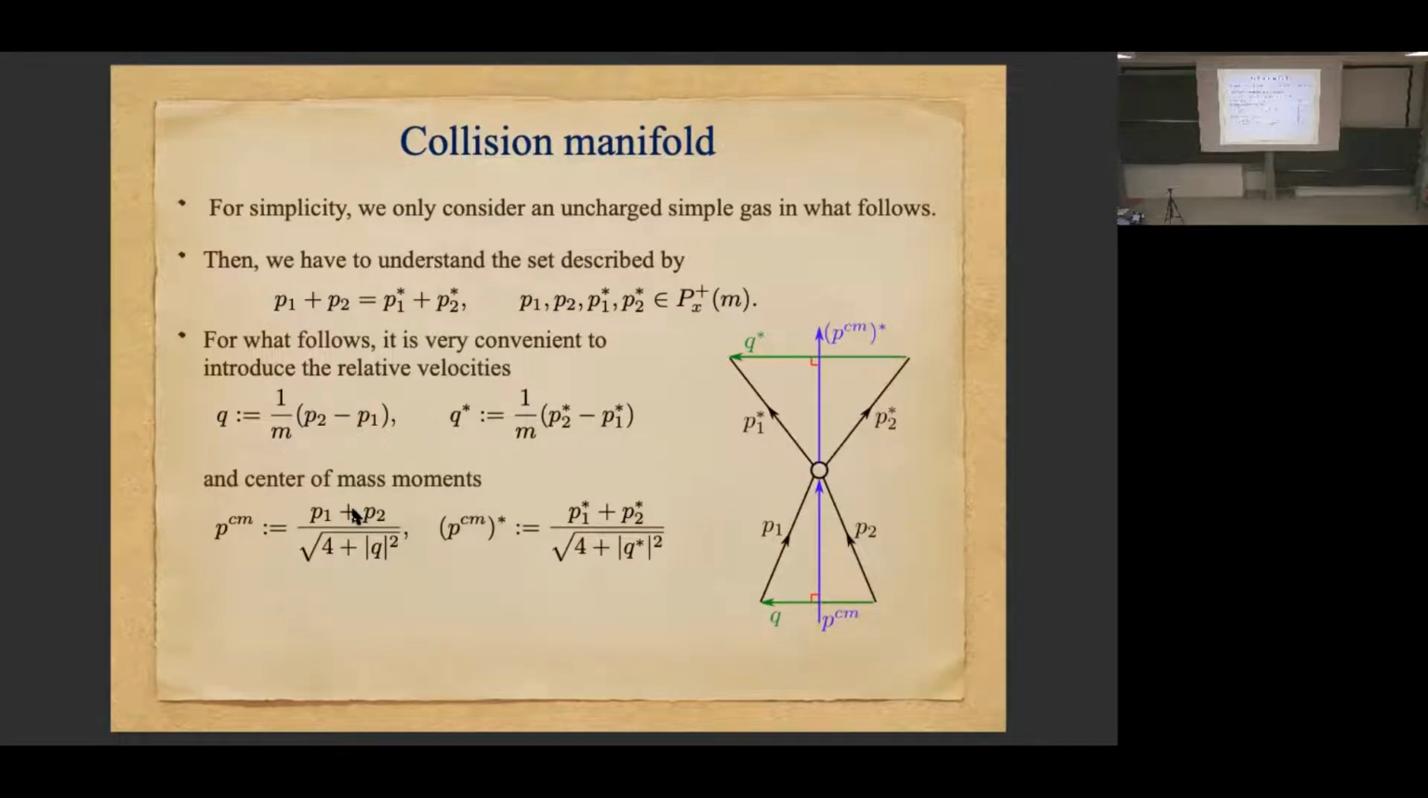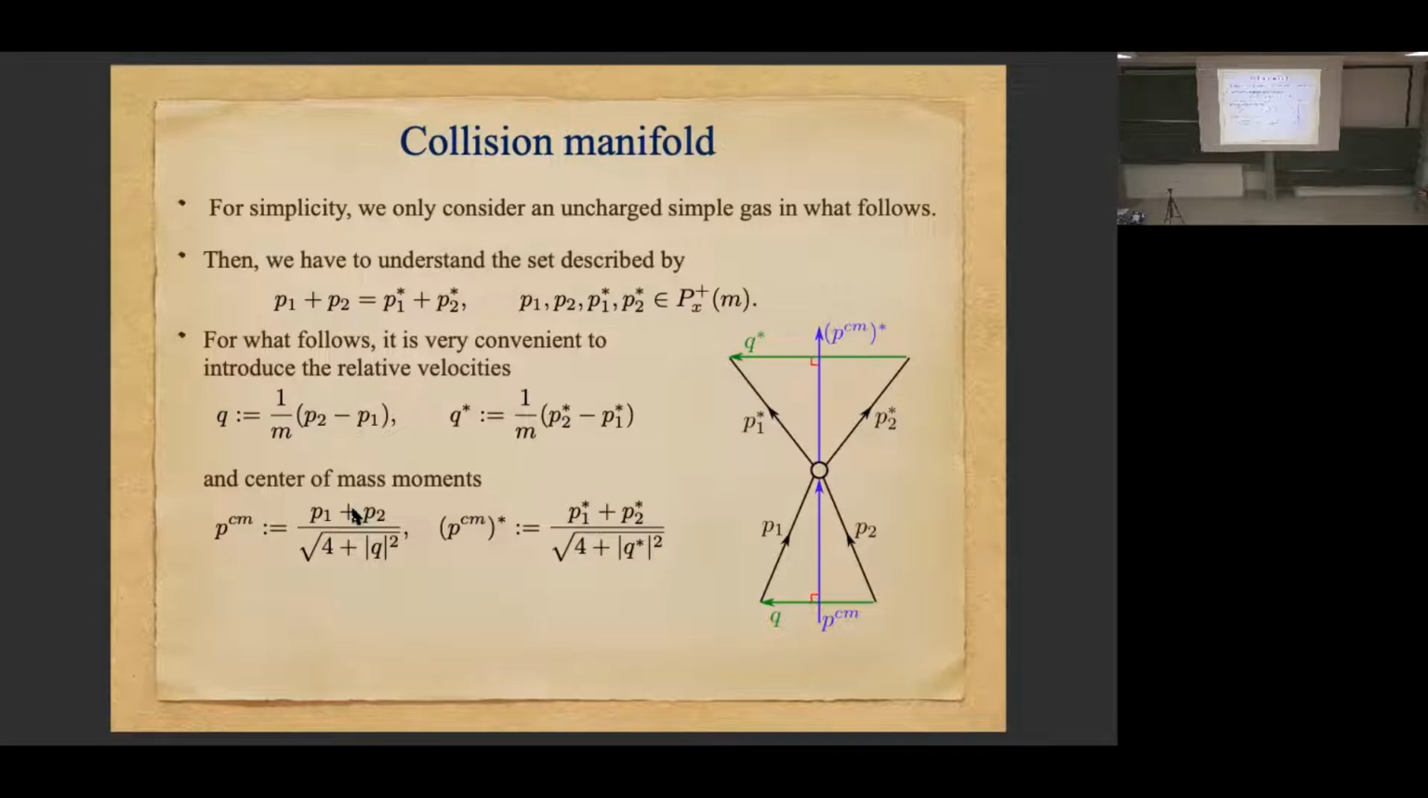Now, for what follows, it is very useful to introduce the relative speeds. Here's a little diagram. You have P1, P2, here is a collision, then you have P1 star and P2 star, the outgoing momenta, and then Q is the difference between them divided by m, and Q star is P2 star minus P1 star divided by m. These are the relative speeds before and after the collision.